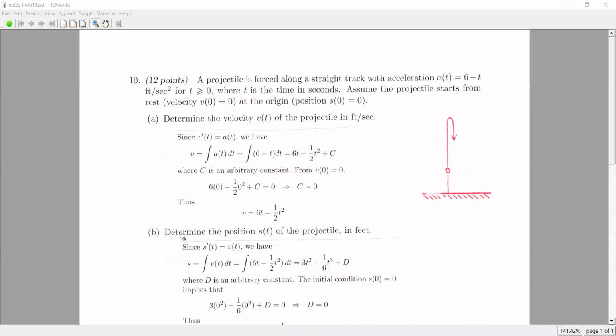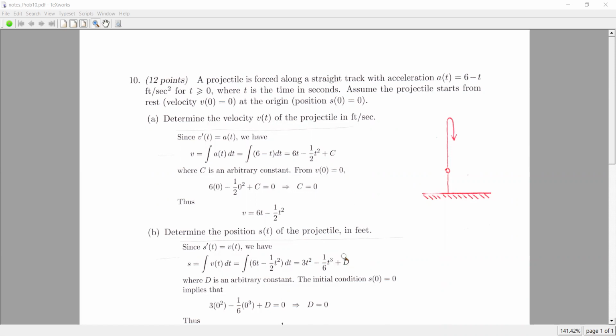Part B. Determine the position of the projectile in feet. Since the derivative of position is velocity, position is an antiderivative of velocity. Plug in this result for v, then I have this equation. The antiderivative of this function is this function. Then add an arbitrary constant. This time I use d for the constant because I have used c here.